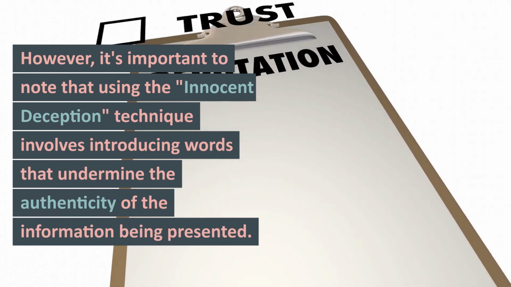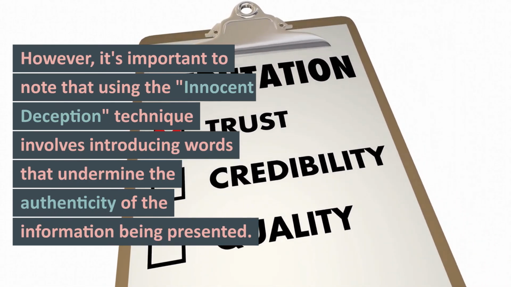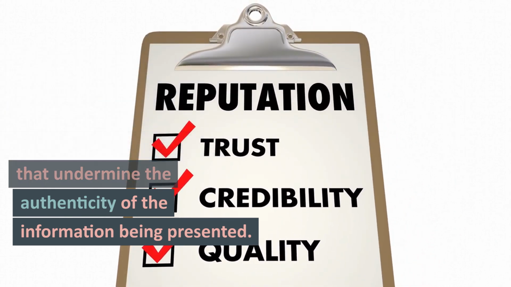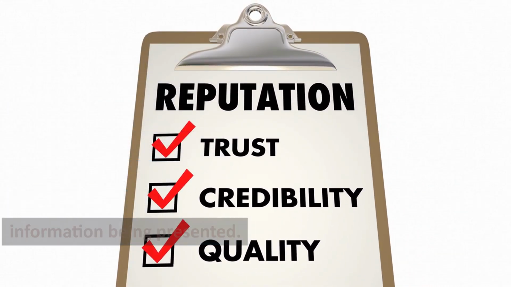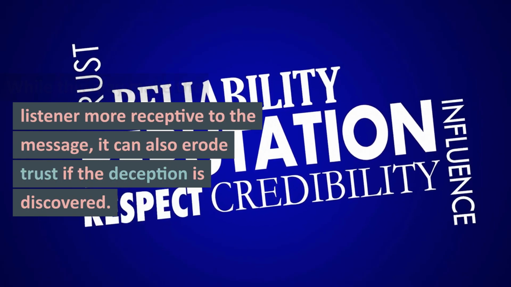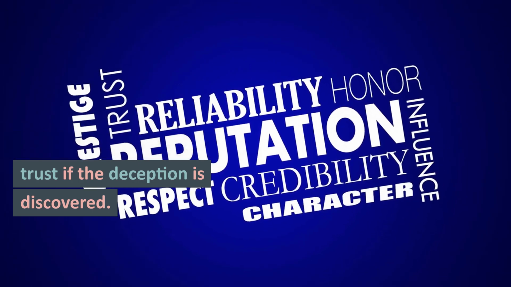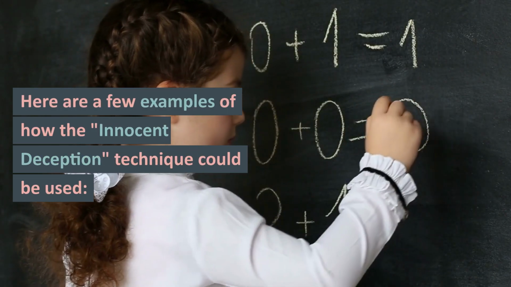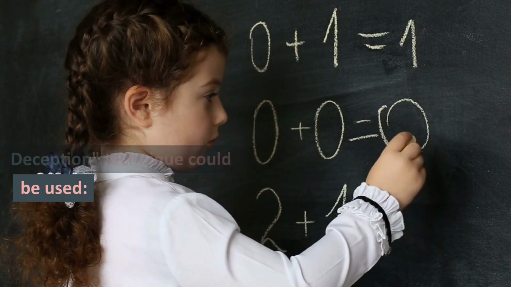However, it's important to note that using the innocent deception technique involves introducing words that undermine the authenticity of the information being presented. While this may make the listener more receptive to the message, it can also erode trust if the deception is discovered. Here are a few examples of how the innocent deception technique could be used.